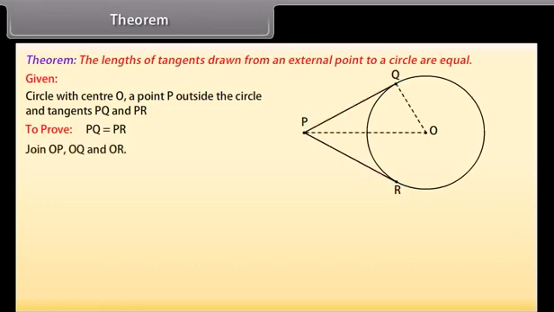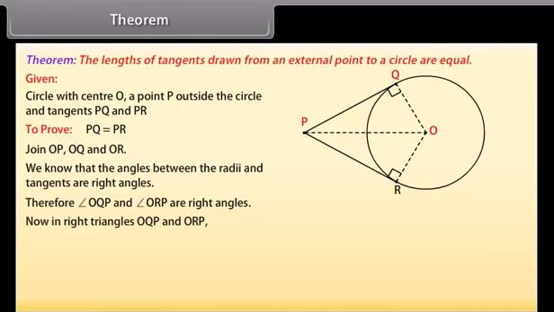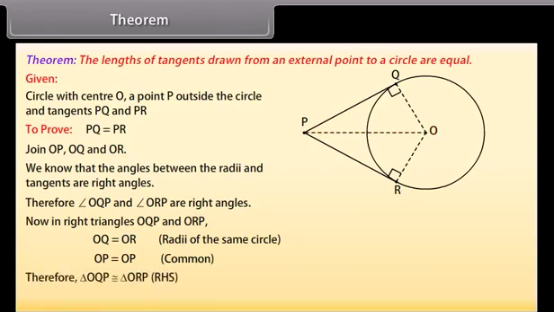Let's join OP, OQ, and OR. Now we know that the angles between the radii and tangents are right angles. Therefore, angle OQP and angle ORP are right angles. Now in right triangles OQP and ORP, OQ is equal to OR because these are the radii of the same circle. OP is equal to OP, common. Therefore, by RHS congruence rule, triangle OQP is congruent to triangle ORP. This gives PQ is equal to PR because congruent parts of congruent triangles are always congruent.